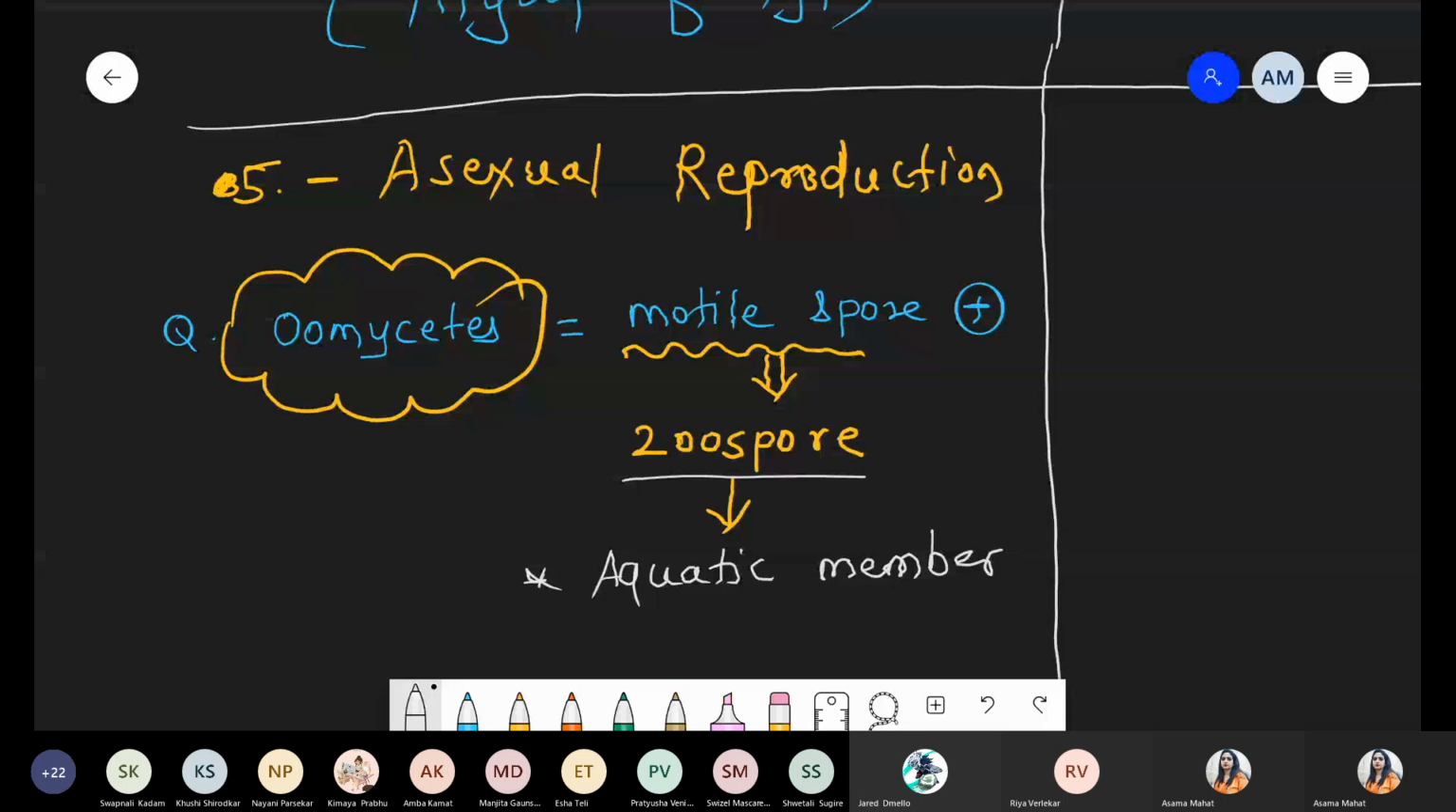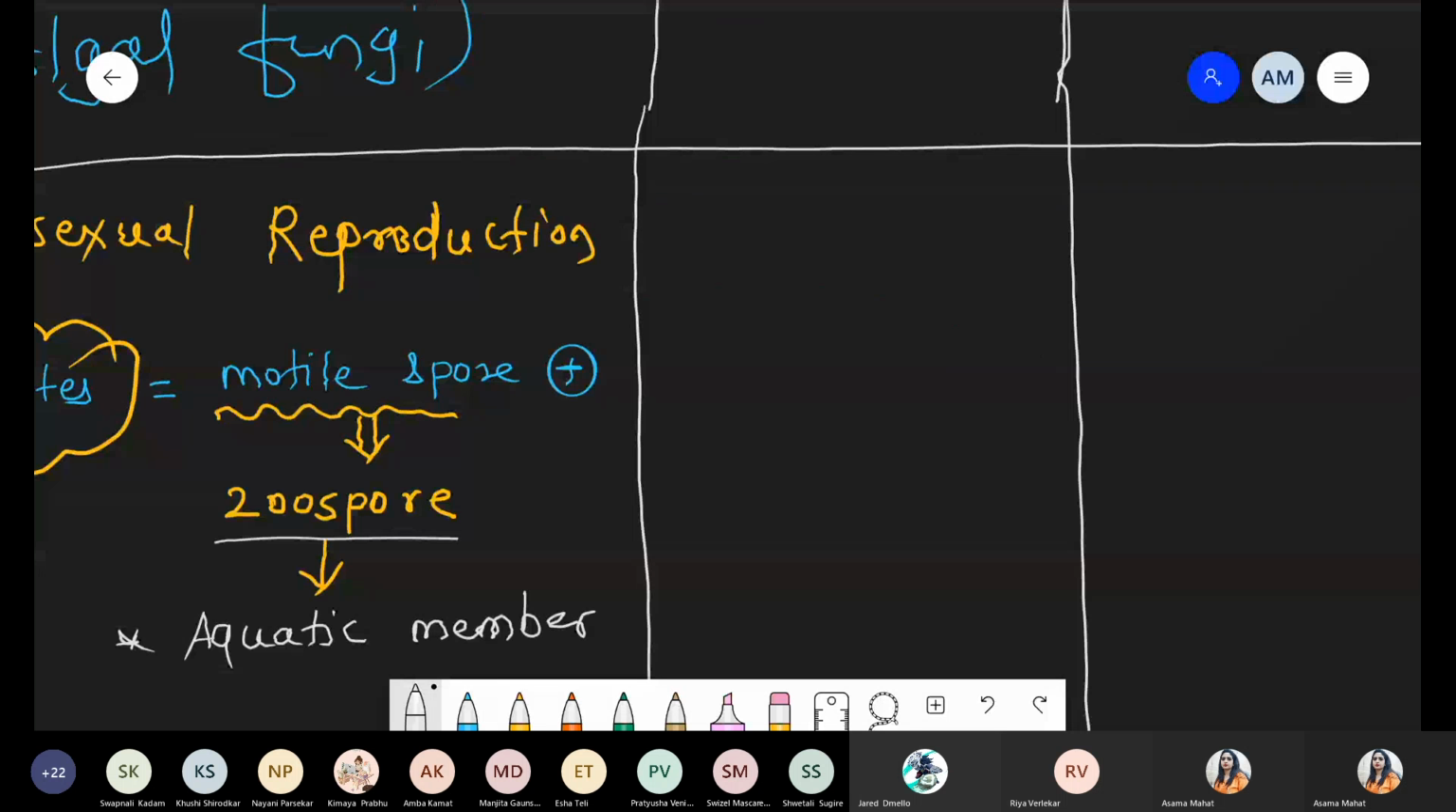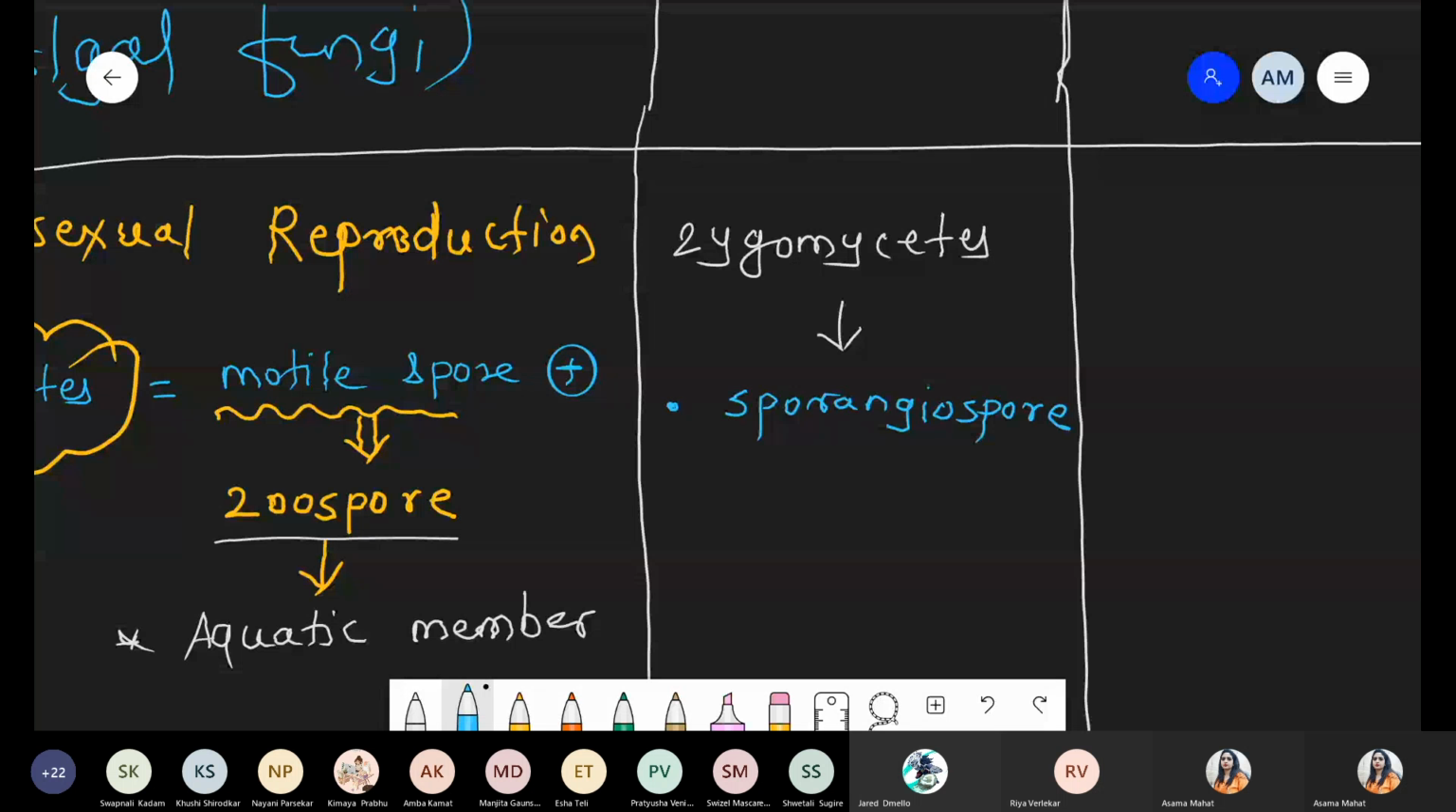Next class, the zygomycetes. Whenever we are talking about the class zygomycetes, there is a presence of non-motile spores, and that non-motile spore is simply called sporangiospore. These are at the haploid ploidy level. Pratyusha, these are haploid.